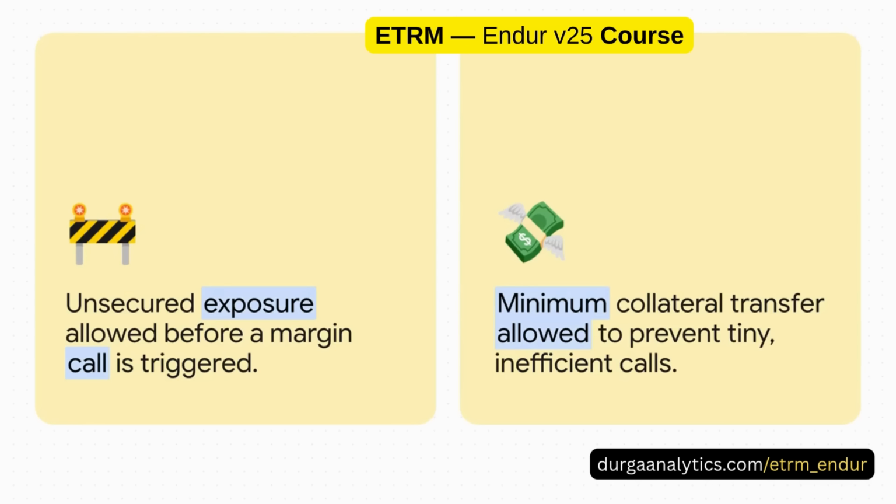And inside that CSA, you'll find two key terms that work together to keep things running smoothly. First, you've got the threshold. That's basically your pain point. It's the amount of unsecured risk you're willing to live with before you even pick up the phone to make a margin call. Then you have the MTA, or minimum transfer amount. This is really just a practical filter. It stops you from wasting everyone's time chasing a counterparty for, I don't know, 100 euros. It makes sure every margin call is for a meaningful amount and prevents total operational chaos.